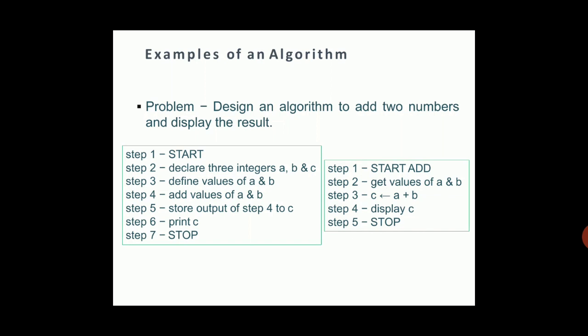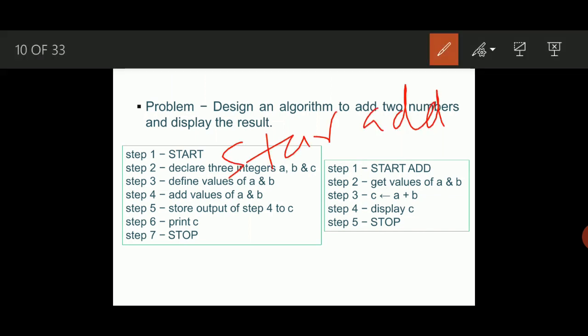So the third step is defining the value. We will get the values of two integers a and b, and we will add both numbers a and b. The next step is output. Store the output in the third integer variable, and print c. That means the integer variable is stored in c, so we will print c.